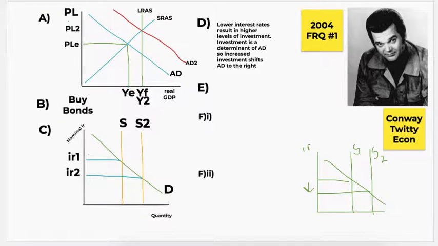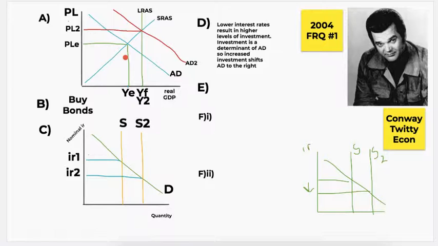Okay, and then I'm going to draw the line going to the new point there. Okay. So that should be point E. Show how the change in interest rate will affect output and price level. Yep. So we have a new output and we have a new price level.